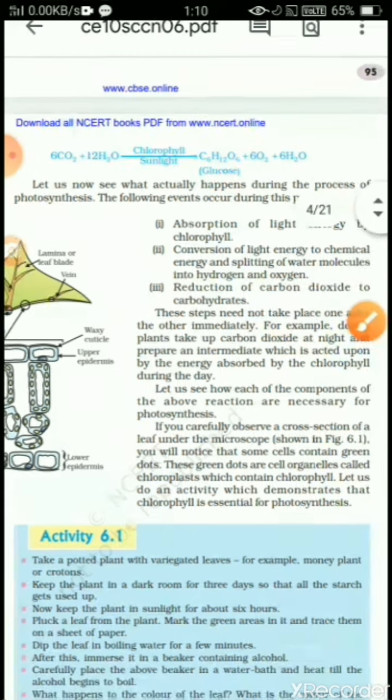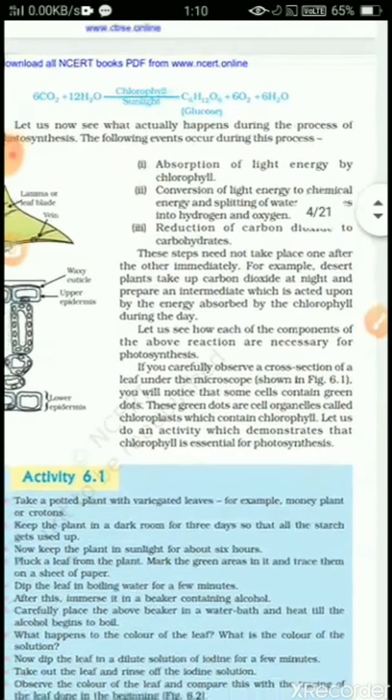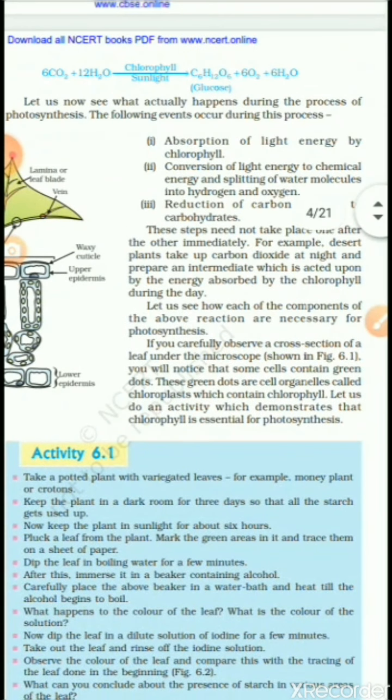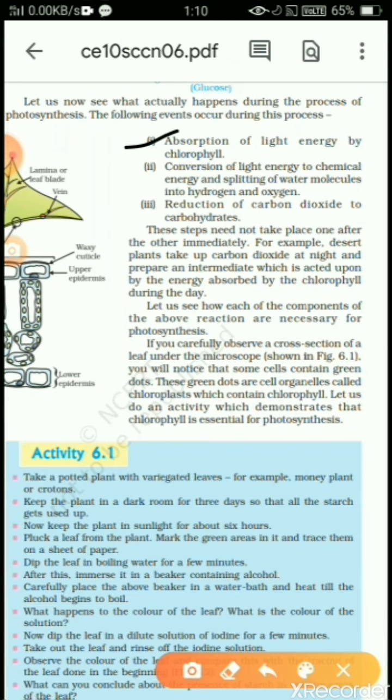So now have a look, one by one, at the steps taking place in the photosynthesis process. First one, absorption of light energy by the chlorophyll. Chlorophyll which is present in the leaves absorbs the sunlight first. Secondly, conversion of light energy: the light energy is then converted into chemical energy, and the water molecule, the formula is H2O, is split into hydrogen and oxygen. Hydrogen and oxygen are separated out.